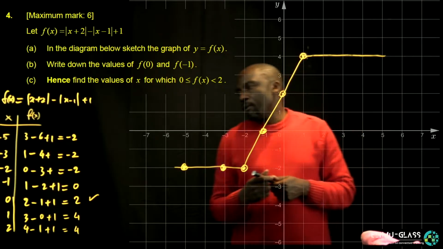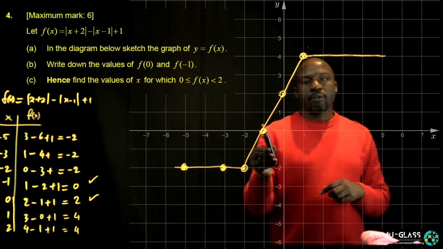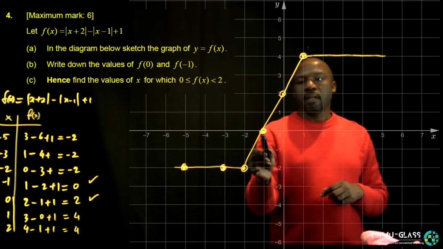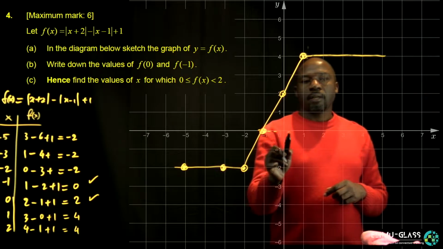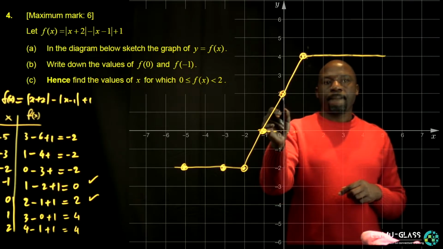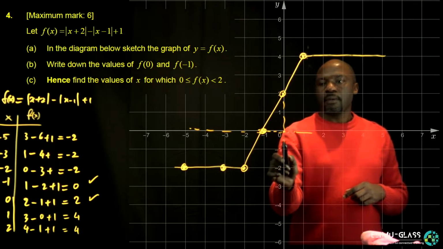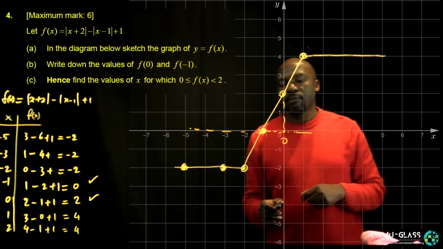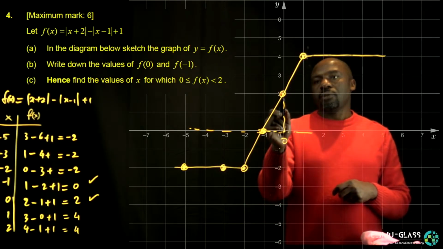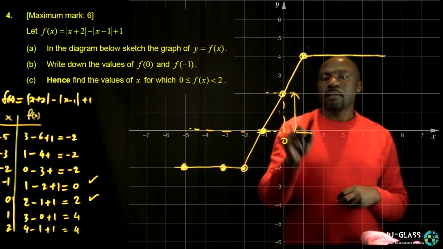And f of negative 1 is 0. So f of negative 1, which we found was 0, is this one here. This is 0 here, f of negative 1. And f of 0 is 2, which is here. That's this part here.